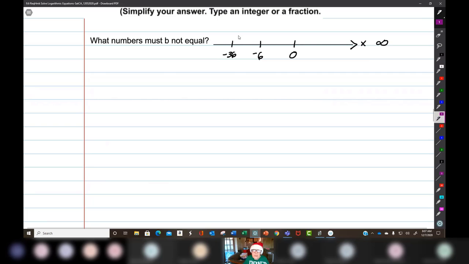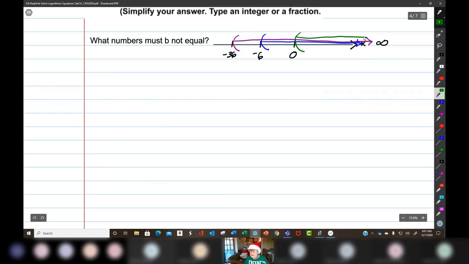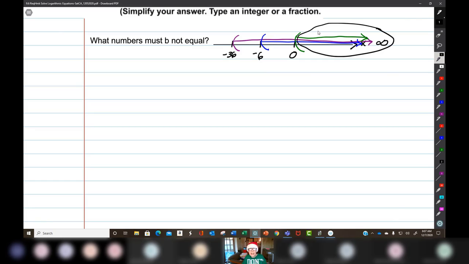All right, all the numbers greater than negative 36 are going to be to the right of negative 36 on the x-axis or number line. All the numbers greater than negative 6 are going to be to the right of negative 6 on our number line. And all the numbers greater than 0 are going to be to the right of 0 on our number line. And the only place where I have all three arrows is over here to the right of 0. So that's going to be my domain. The solutions I get have to agree with the domain. They have to be in the domain, or they're not solutions.